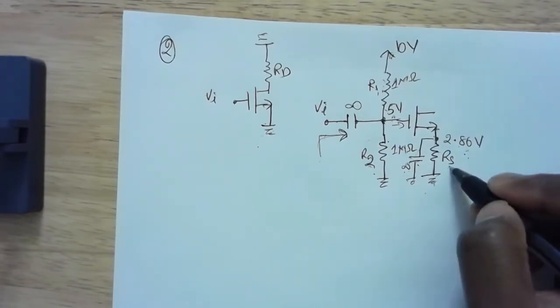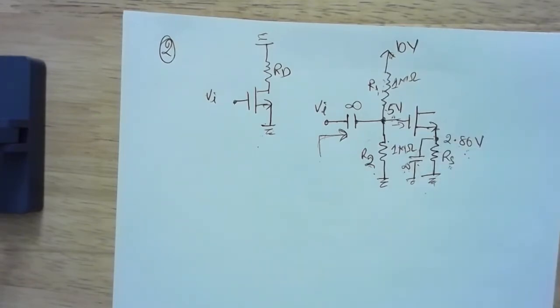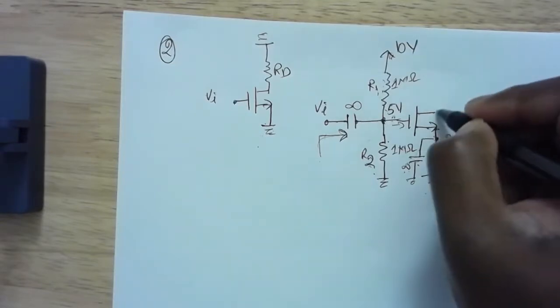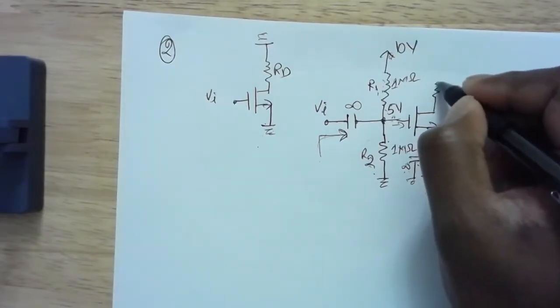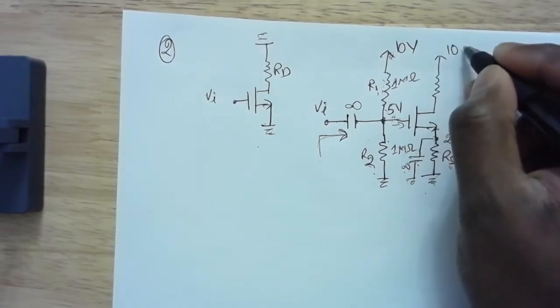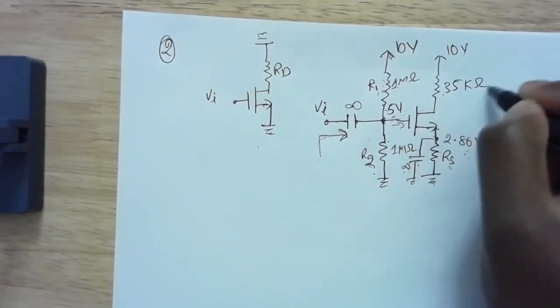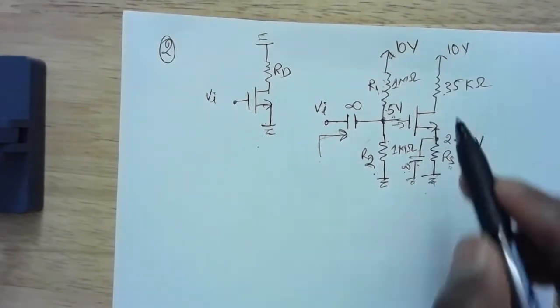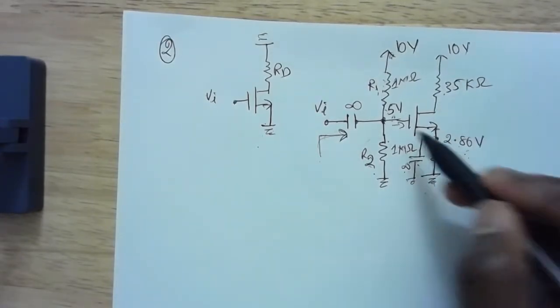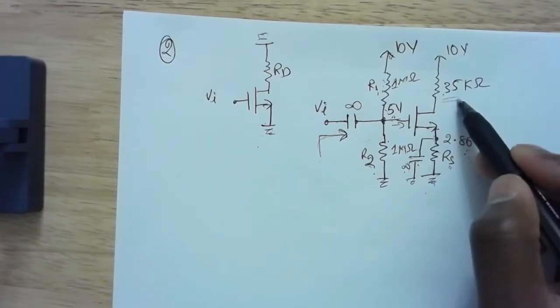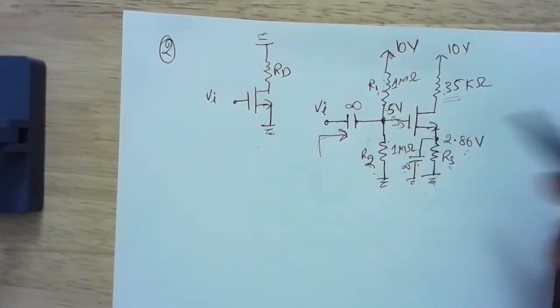If you want to calculate RS, we need to know how much current is going through the RS. In order to do that, let's see. We already know this RD. We already selected it to be 35 kilo ohm, and that is how we calculated the VGS. We used 35 kilo ohm and said that VGS should be 2.14.